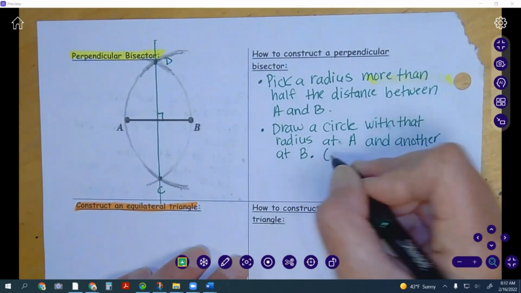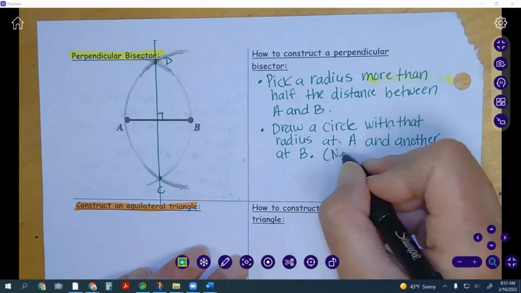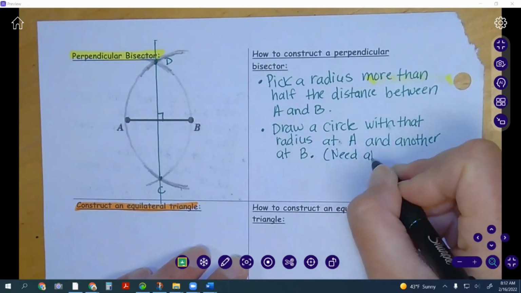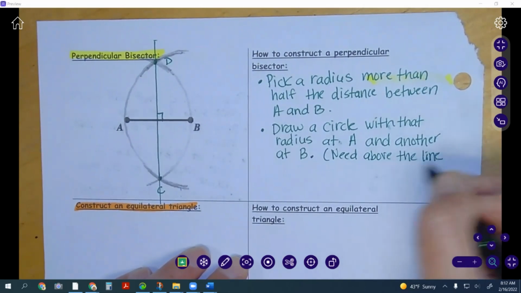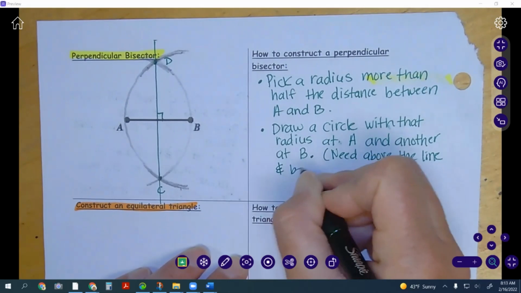And I'm going to put in parentheses, need above the line and below the line.